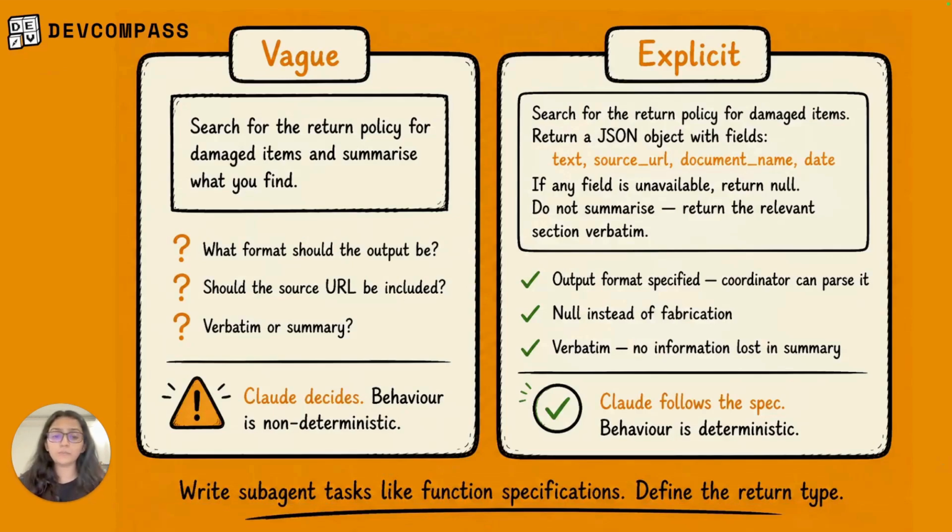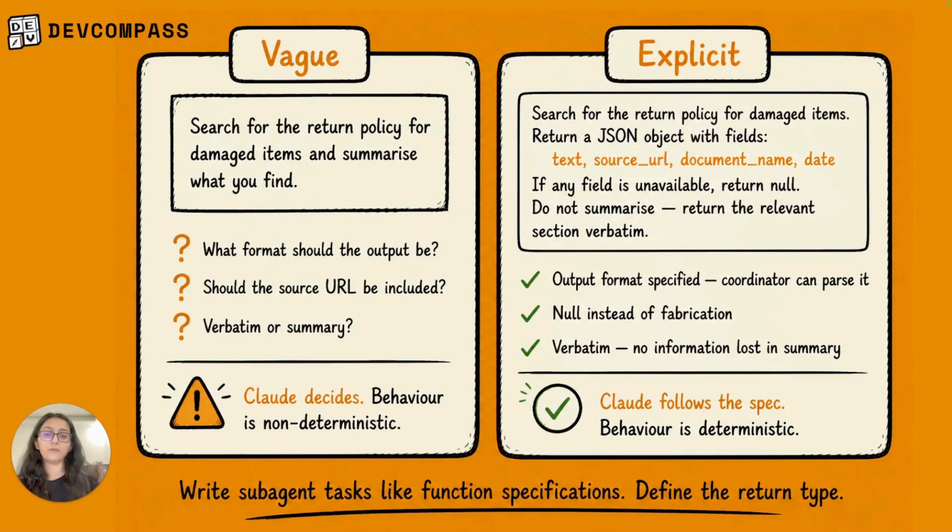Now, let me show you what a well-structured subagent task prompt looks like versus a poorly structured one. On the left side, we have a vague task: search for the return policy for damaged items and summarize what you find. That's a real instruction that a developer like you and me might write. What does Claude do with it? It searches, it finds something, it summarizes. What the summary contains, whether it includes the source, whether it preserves the date, whether the format is parsable by the coordinator, is entirely up to Claude's judgment. If it does, it does. If it doesn't, it doesn't. You're hoping it makes the right call. That's the non-determinism problem again.